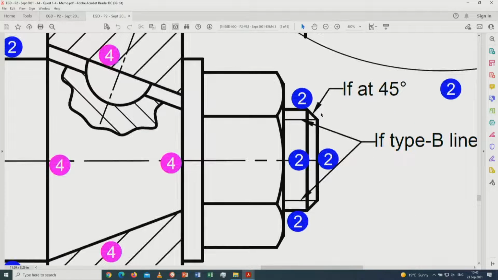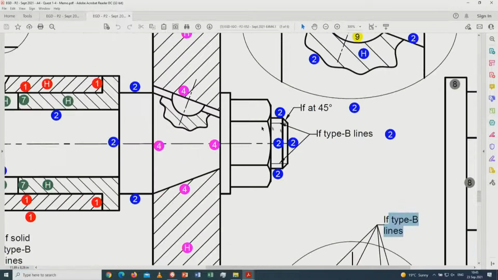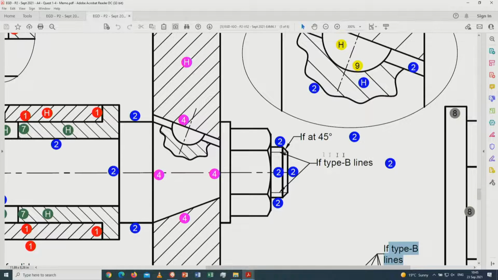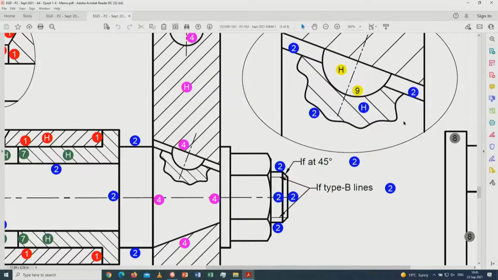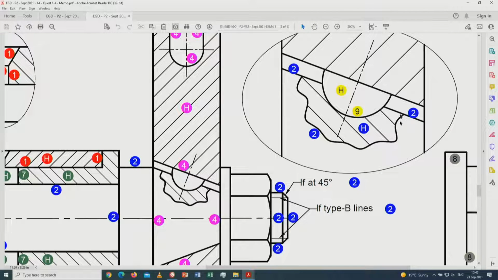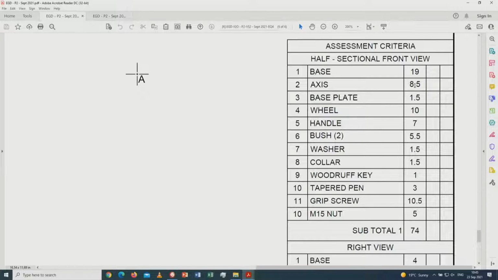If that line is 45, 12. If that line is a type B, 13. The portion was asked to be in detail: 14, 15, 16, 17, if I'm not mistaken. All right, so that gives you 17, which gives you 8.5 marks in that area.